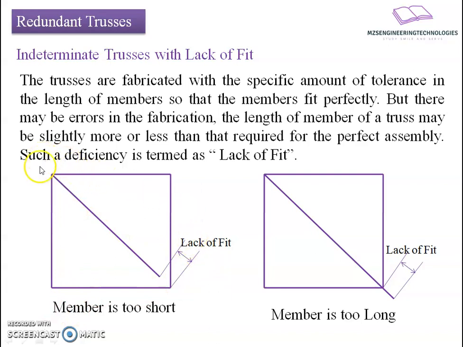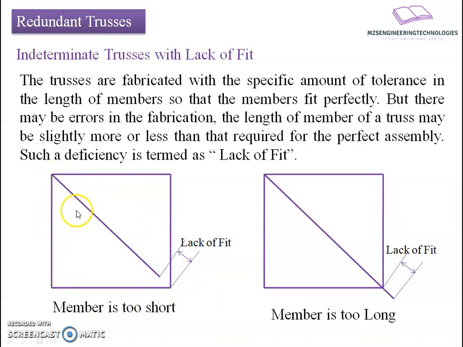Let's talk about the lack of fit due to shortness in length, as shown in the left hand side figure. It shows that the member is too short, meaning the member has a length which is less than the required one. What will happen if the deficiency arises in a truss?